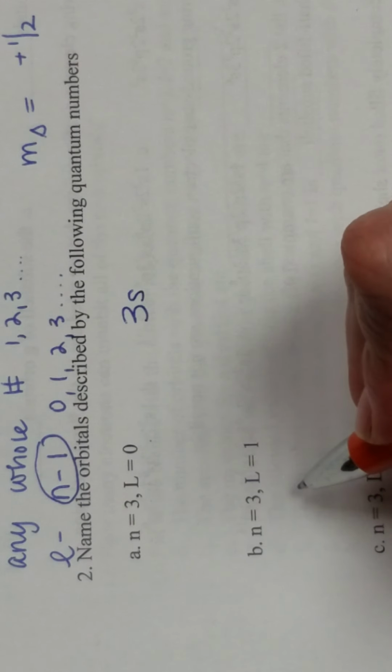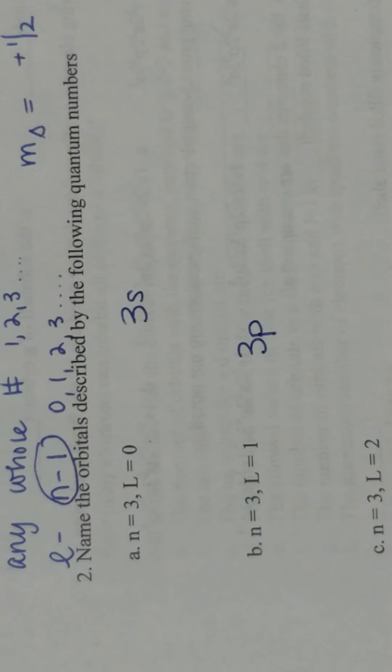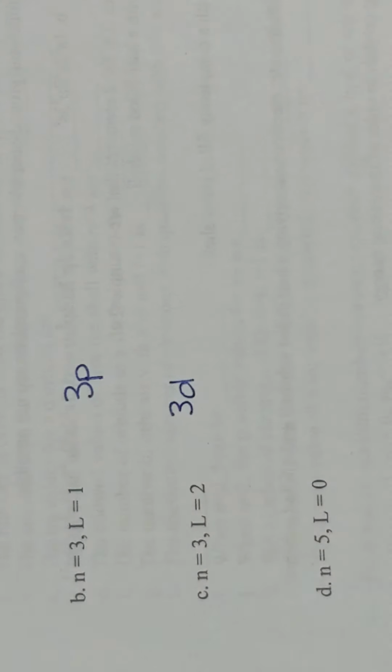If we look at B here, we see that n is equal to 3. So again, we're going to have a 3. And this time L is equal to 1. Anytime we have an L value of 1, that indicates a p orbital. If we look at C, we still see an n value of 3, but this time an L value of 2. 2 refers to D. So an L value of 2 refers to a D orbital.